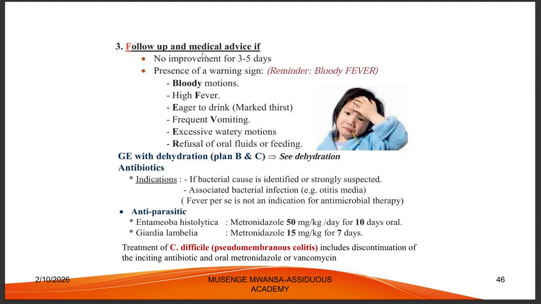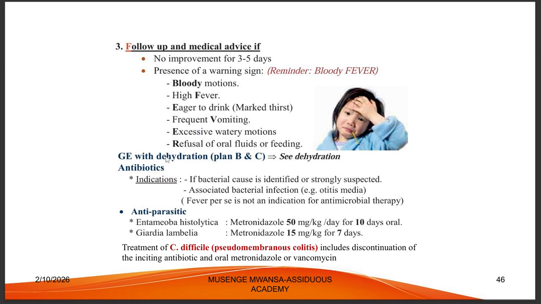And then follow up and medical advice. So if there's no improvement in 3 to 5 days, the mother should come back to the hospital. If there's a presence of warning signs, the mother should come back to the hospital. The warning signs, you can use the mnemonic bloody fever. So the B there is a bloody motion. The F is high fever, is eager to drink, okay, and then vomiting, excessive watery motions, refusal to take oral fluids. So these are warning signs the child should be brought to the hospital.